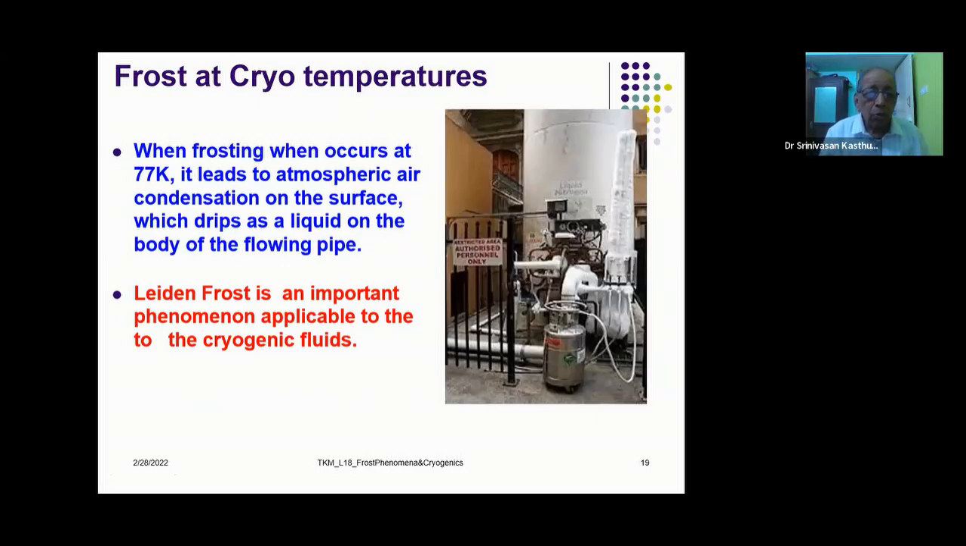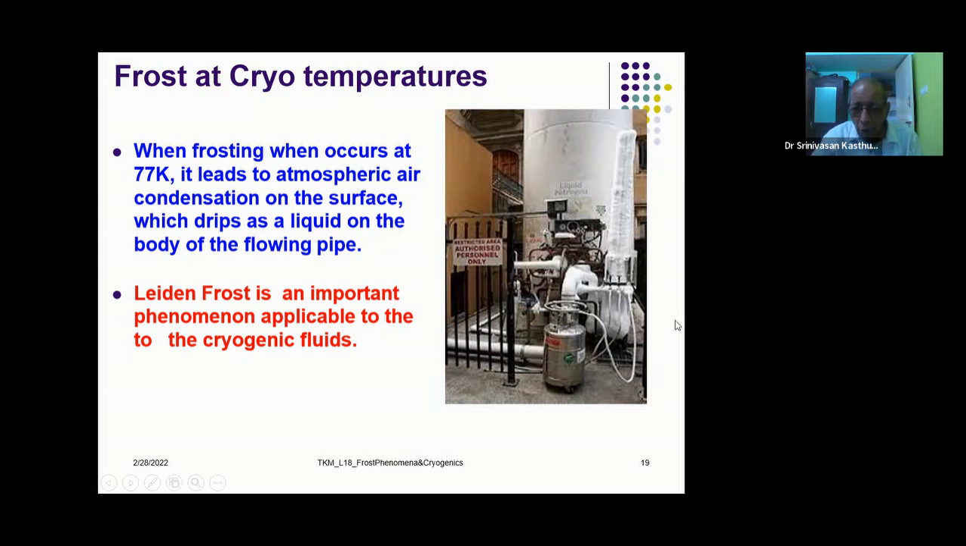Now what we will see is how the frost forms at low temperatures. Let's say you can see this picture here. This picture shows you a vertical tank, but that vertical tank has lost its vacuum. The temperature of the outer body is sufficiently cold so that water vapor from the atmosphere can deposit on it. So you can see a complete white patch on this tank.